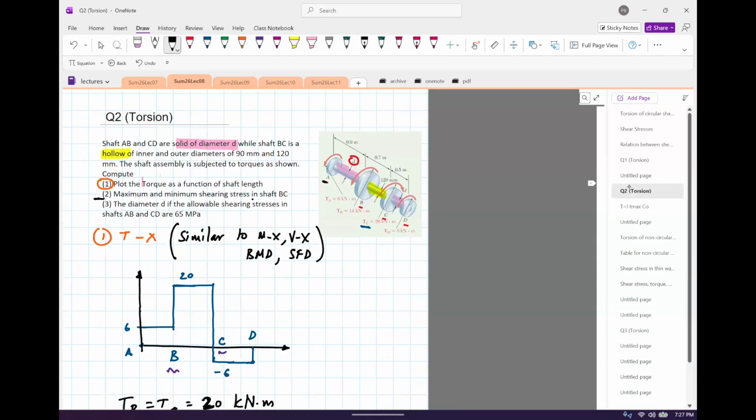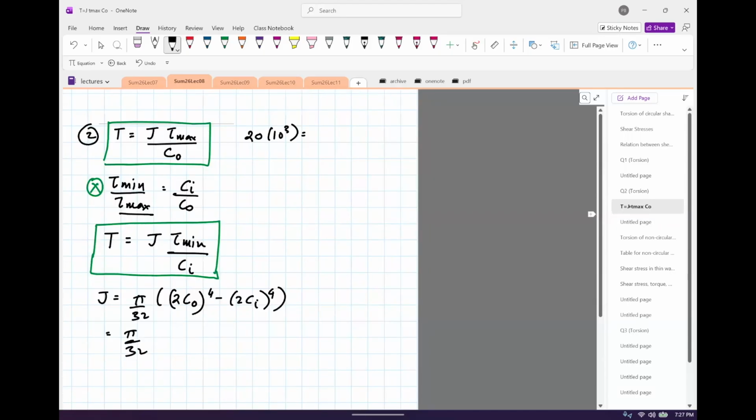Okay, so let's see the values. Here we have 90 for the inner and outer is 120. So 2Ci is 90, 2Co is 120. And then if you want to convert it, you need to do 10 raised to 3. That's the conversion from millimeters to meters. And then you have to do 4 times.